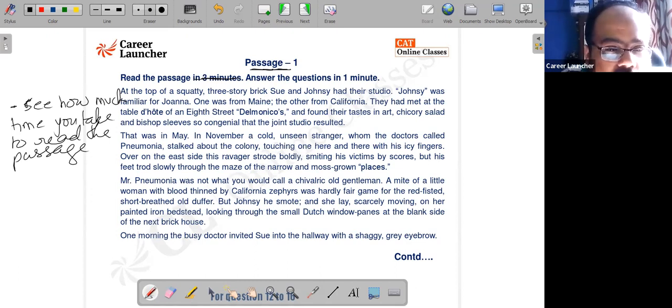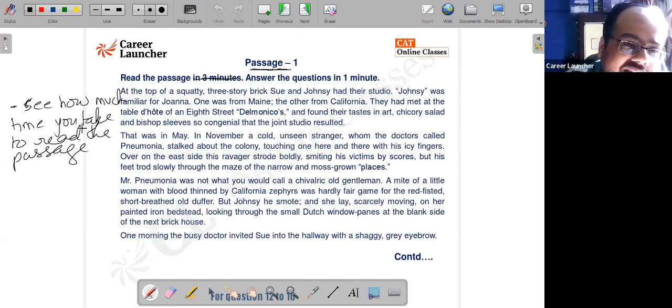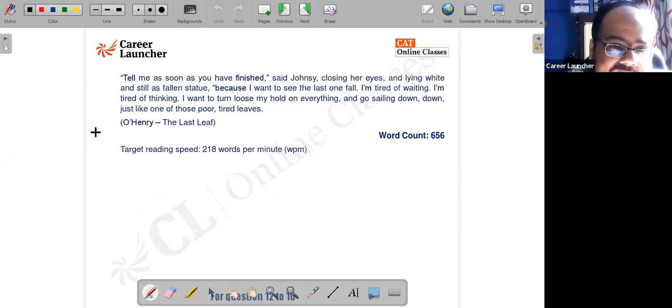So what you can do is you can use your watch or you can use the stopwatch or the timer in your mobile, just to see how much time you take to read the passage. The passage is across 4 slides. So you read the passage, see how much time you take to read the passage, and just note that time down. After which you attempt the questions that are there.